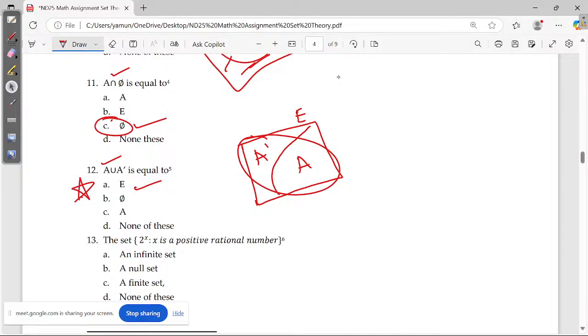This is not only for this case. This is in general: A union A dash will be the whole set. So till this is one set. Please make a check whether you can follow till problem number 12.